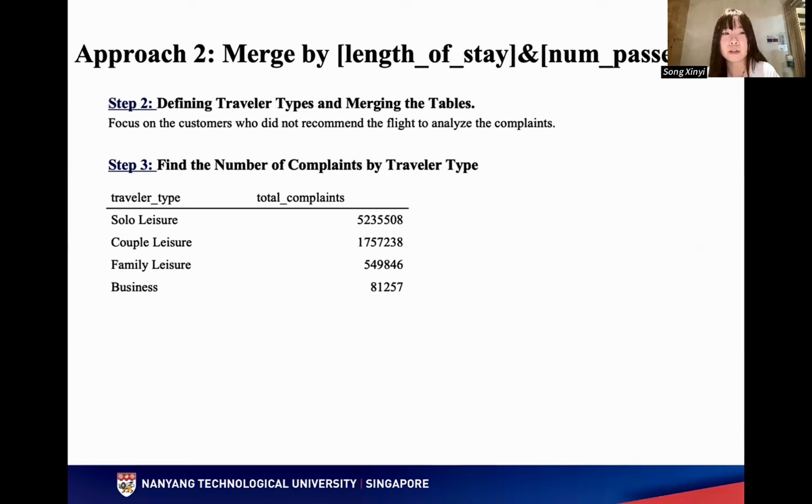Our second step is to define traveler types and to merge these two tables. In this step, you only focus on the customers who did not recommend the flight to analyze those complaints. And our third step is to find the number of complaints by the traveler type. From the table below, we can find that most of the complaints are raised by solo leisures and couple leisures, while business type of travelers raise the least number of complaints.